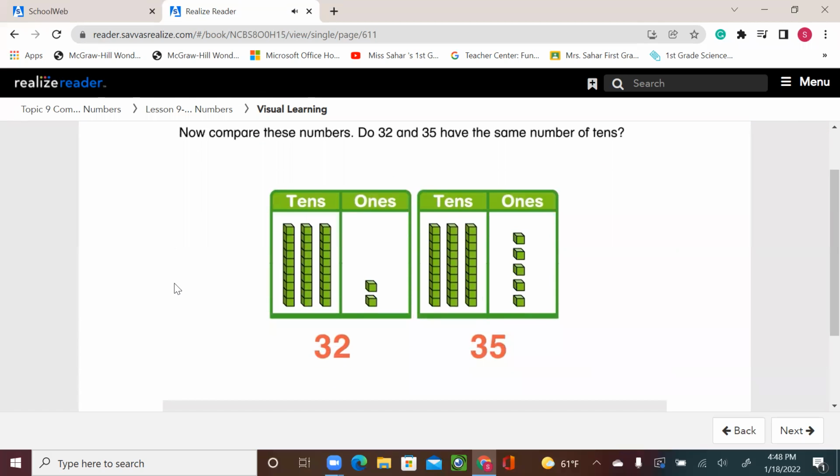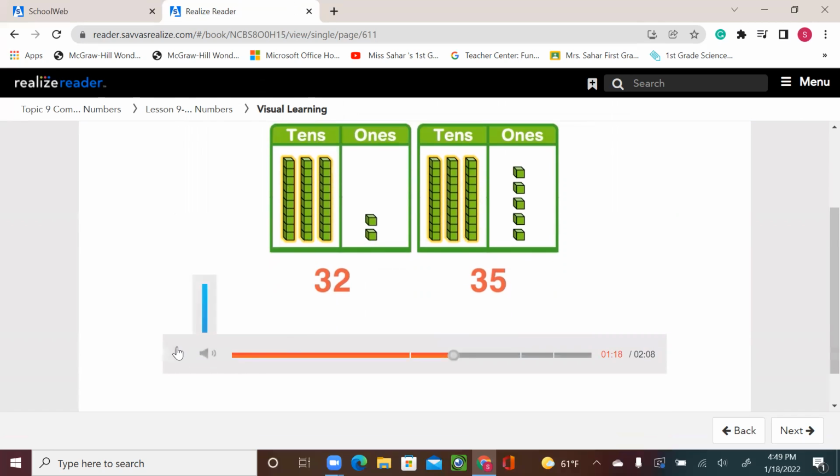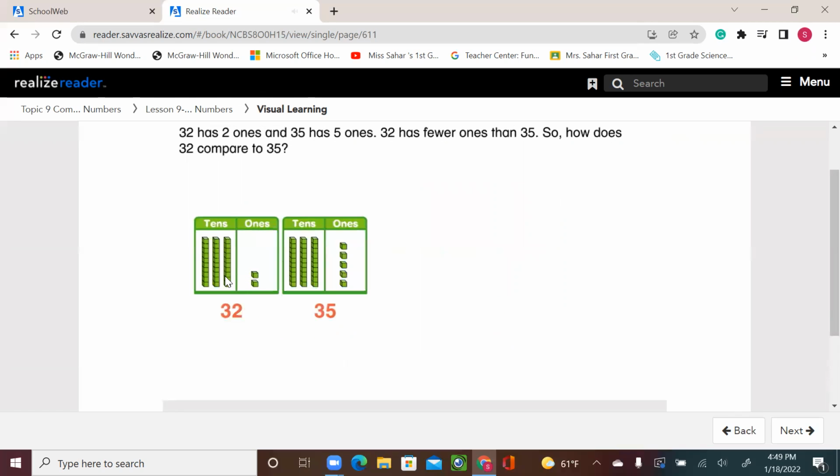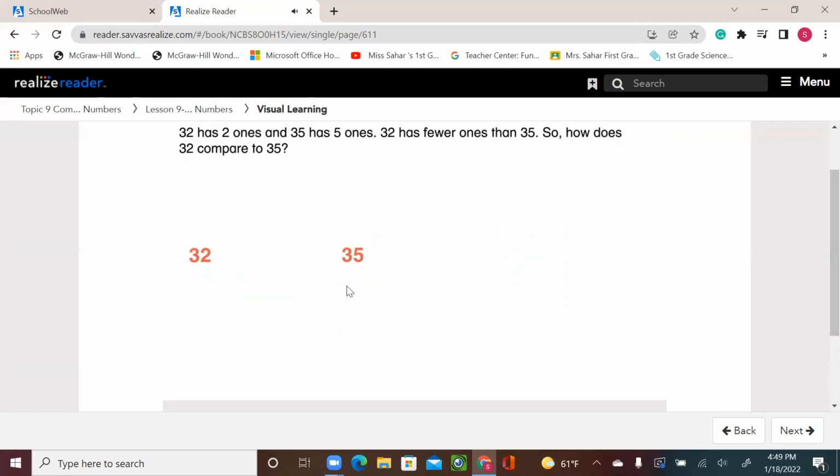Now, compare these numbers. Do 32 and 35 have the same number of tens? Yes, I see 10, 20, 30, and the other, 35, 10, 20, 30. So we have the same number of tens. Yes, both numbers have 3 tens. So, compare the ones. How many ones do the numbers have? 32 has 2 ones, and 35 has 5 ones. 32 has fewer ones than 35. So, how does 32 compare to 35?